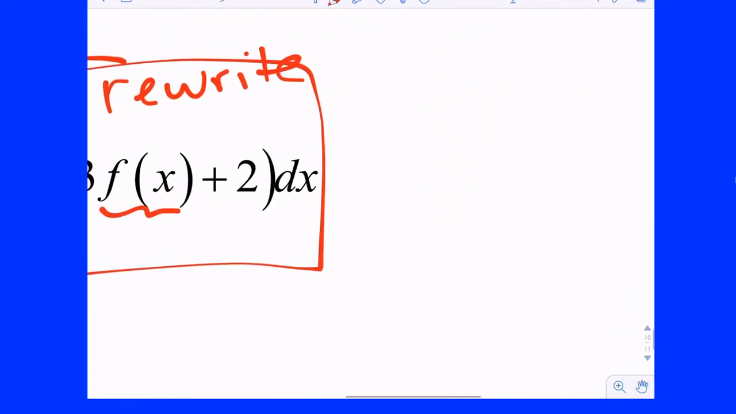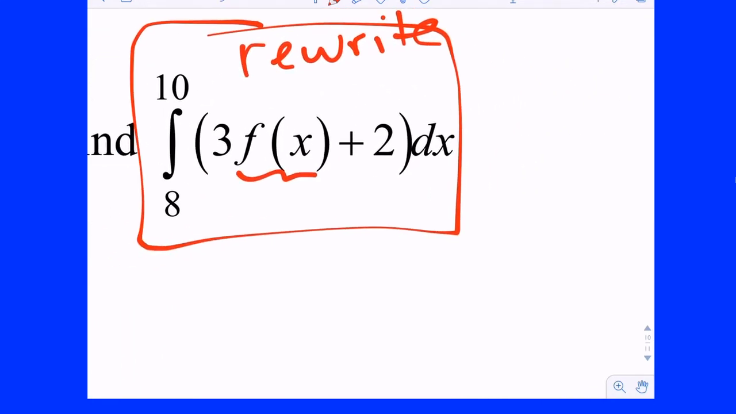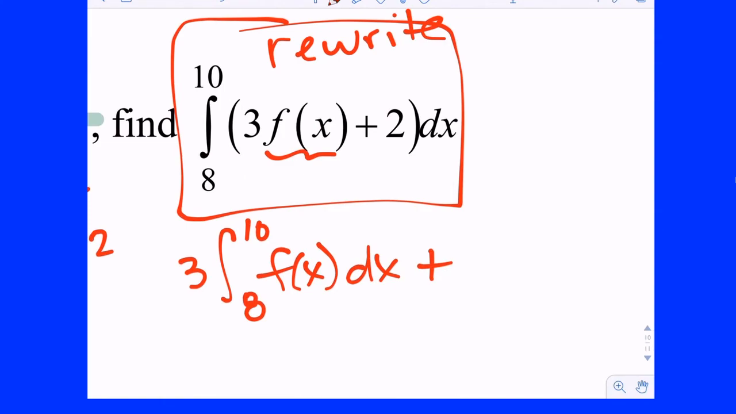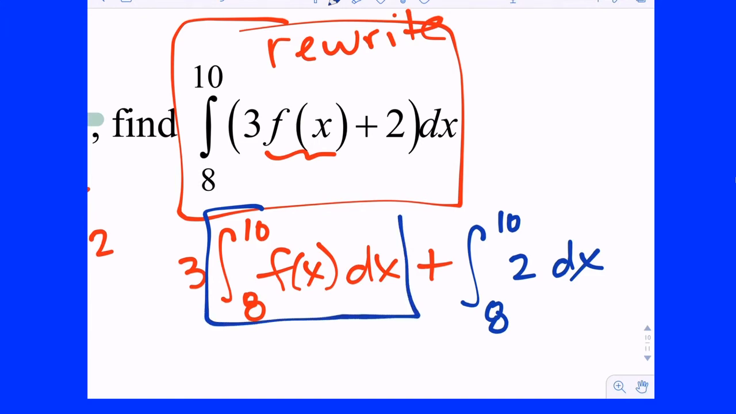All right, so step 1 is to use the properties of integrals from above. I'm going to pull the 3 out front. I'm going to write that from 8 to 10 of f of x dx. And then the plus 2, I'm going to give it its own separate integral, the integral from 8 to 10 of 2 dx. That would be step 1. You're trying to isolate this piece right here because that's what you have to use the given information for. The second part is not going to be a problem. I can integrate any constant.